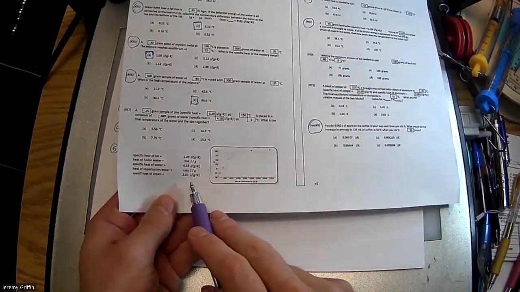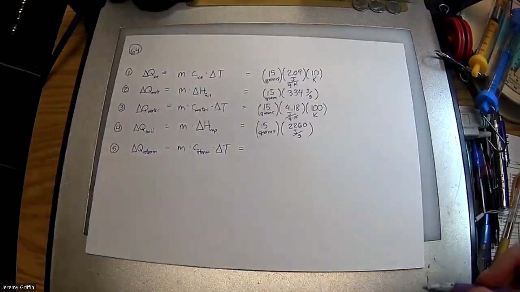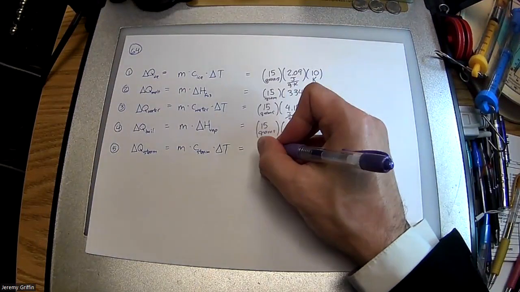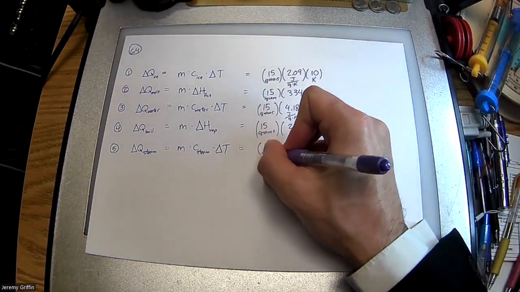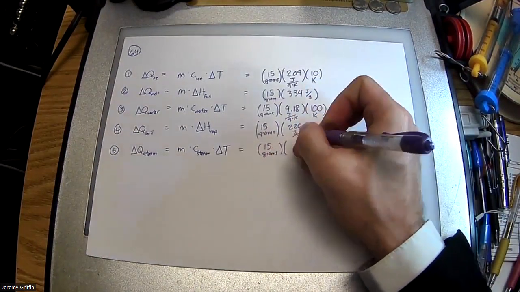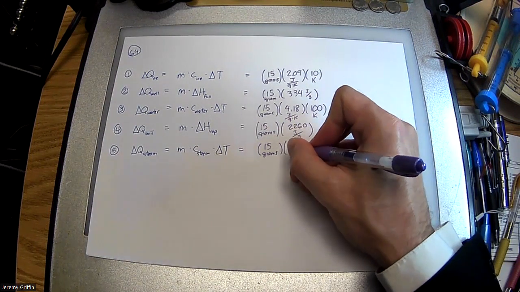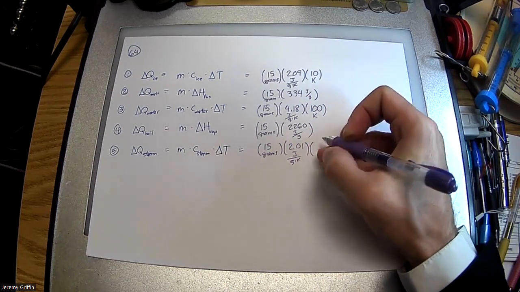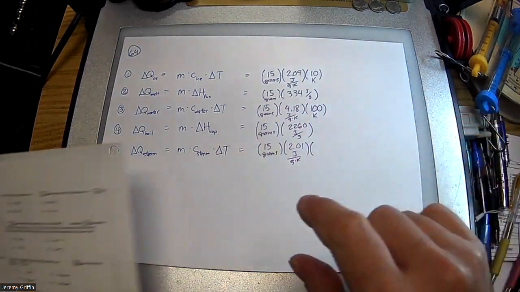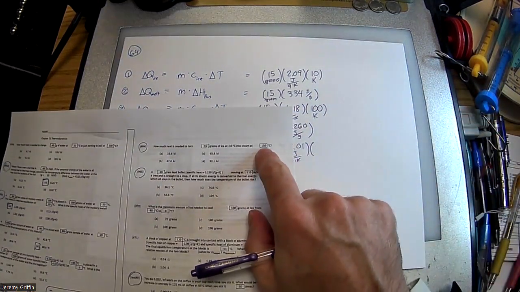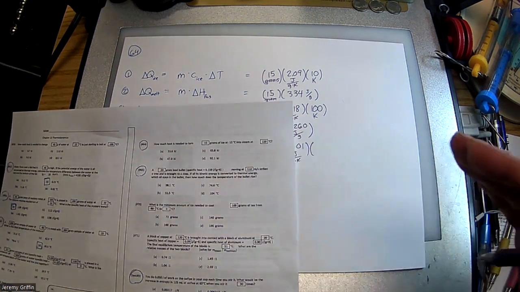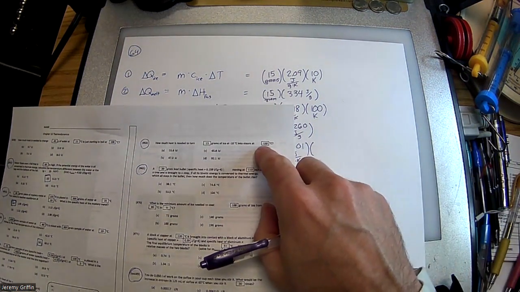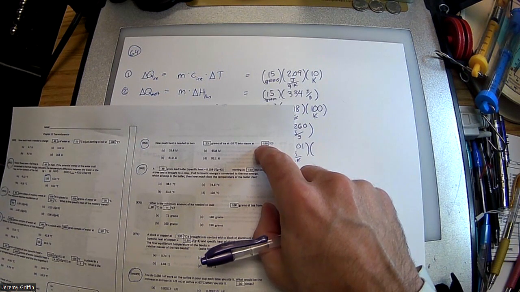Got 2.01 joules per gram Kelvin to continue heating the steam. So MC delta T, mass is still 15 grams. C is now 2.01, that's joules per gram Kelvin. And delta T, well, okay, my final target temperature is 150 degrees Celsius. I'm picking up from 100, right? So for me, what's 150 minus 100?